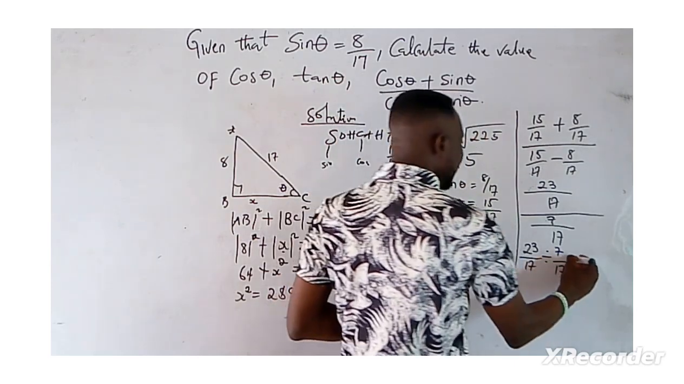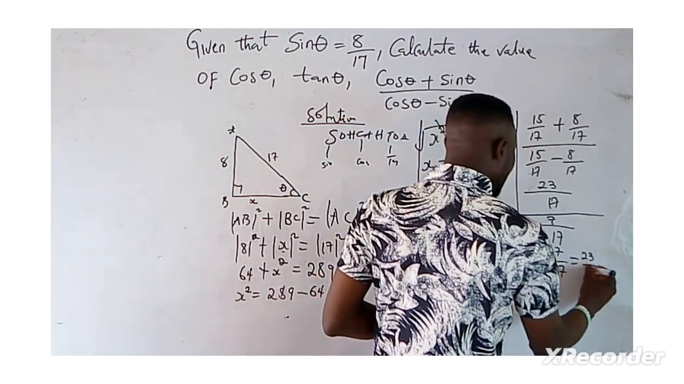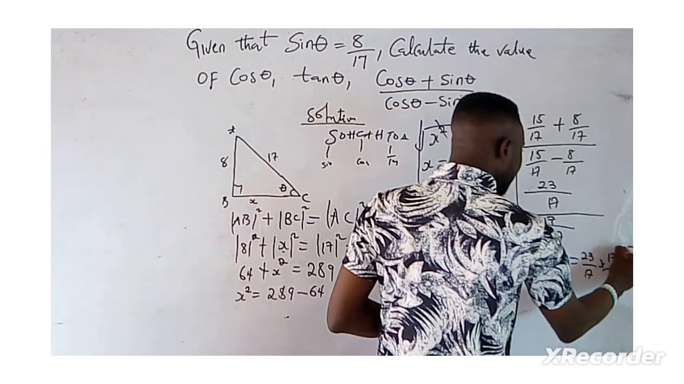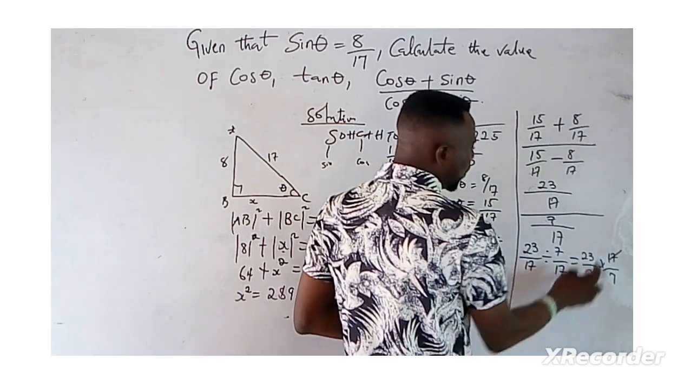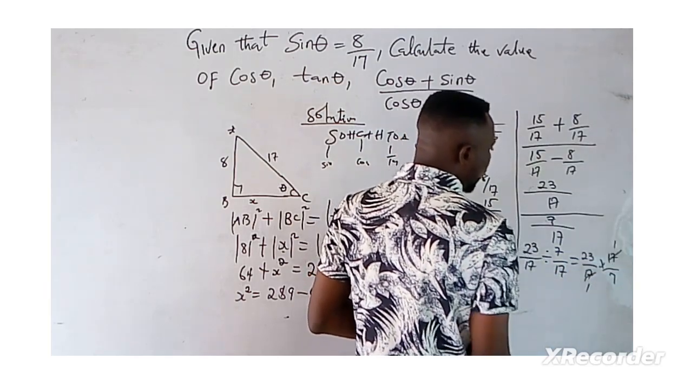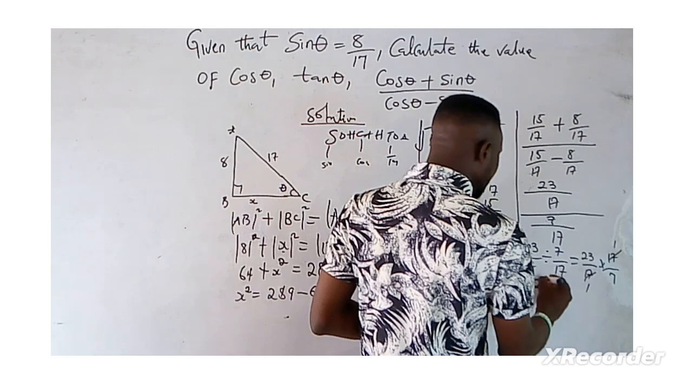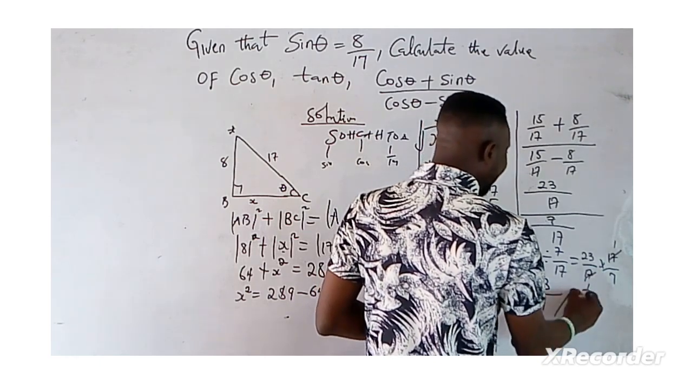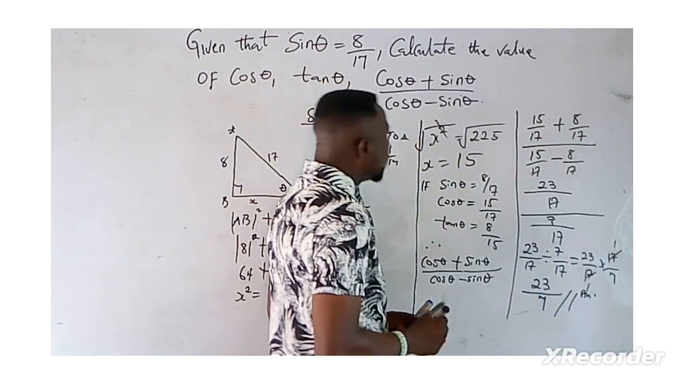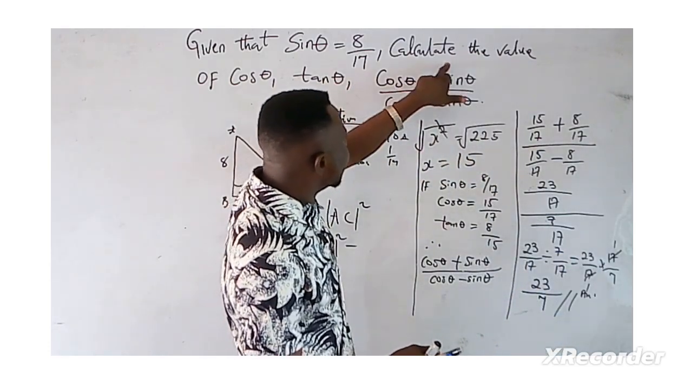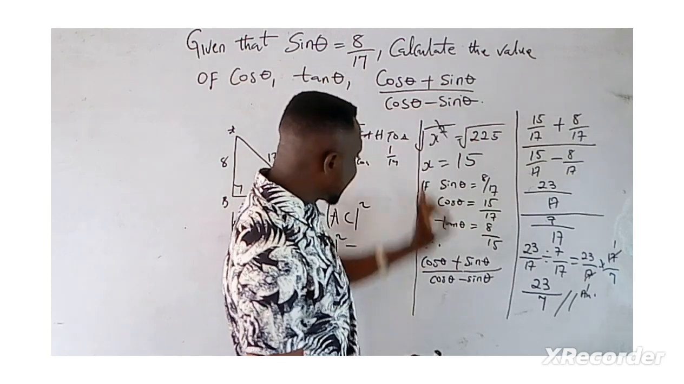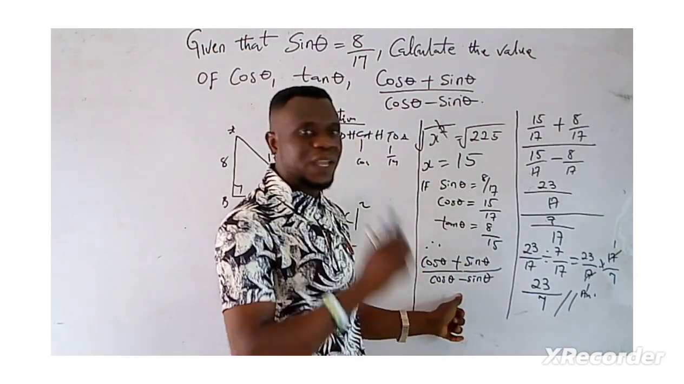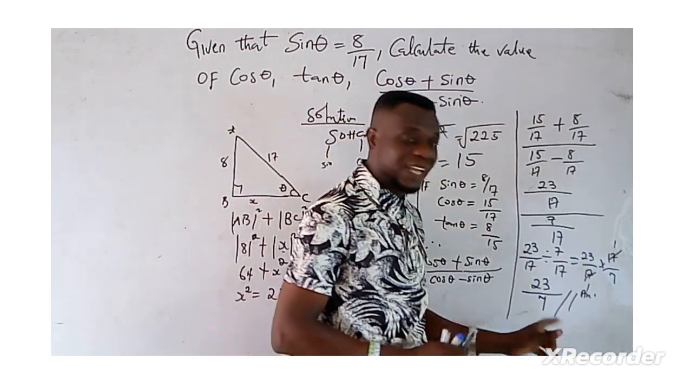The next thing is to invert it, and that will become 23 over 17 multiplied by 17 over 7. We cancel the 17s, so we have 1 and 1. 23 multiplied by 1 gives us 23, all over 1 multiplied by 7, which gives us 7. Finally, this is the answer: cos theta plus sin theta all over cos theta minus sin theta is 23 over 7.